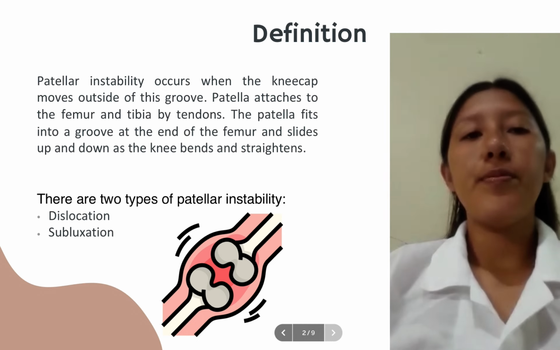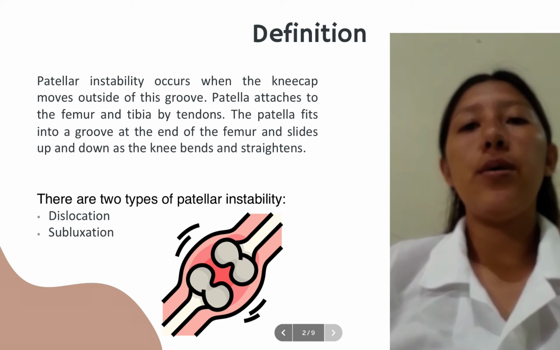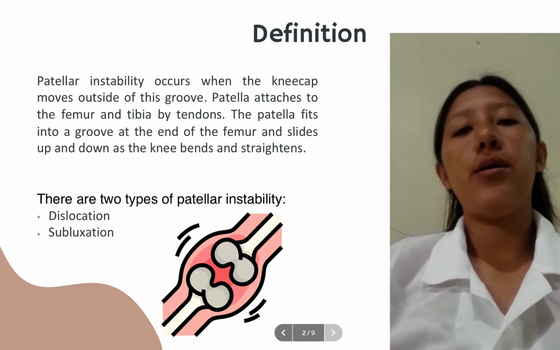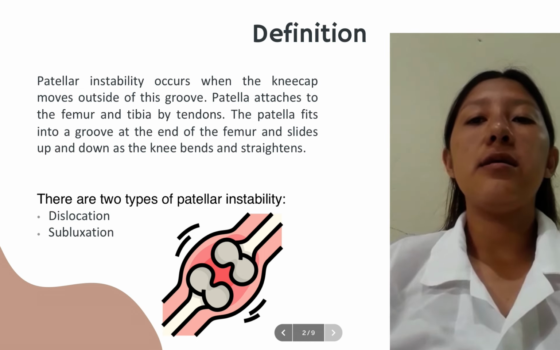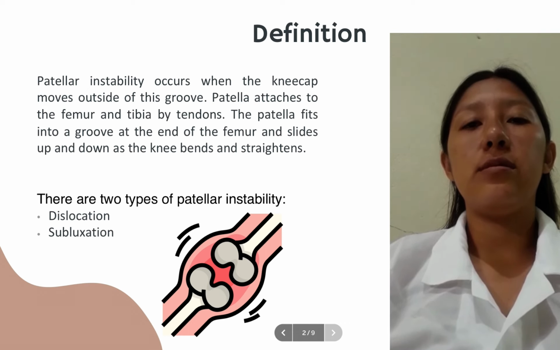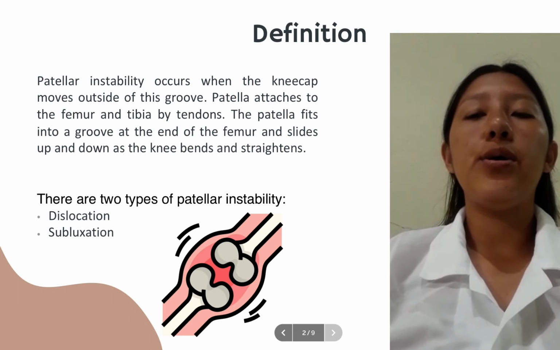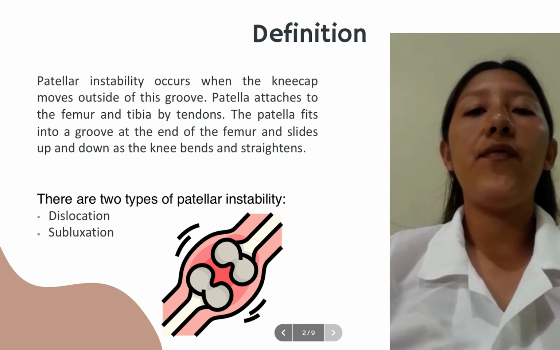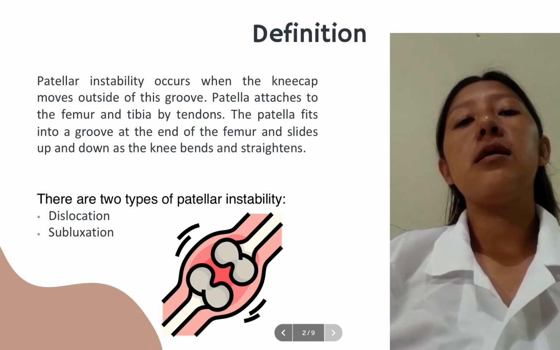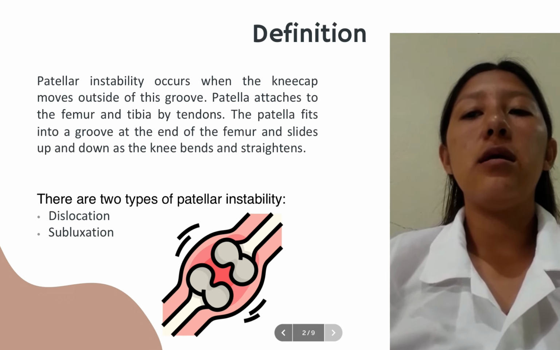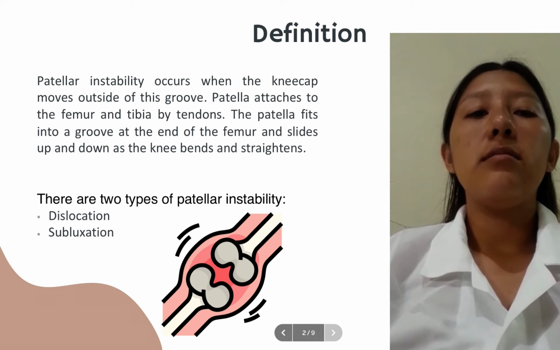Definition: patellar instability occurs when the kneecap moves outside of its groove. The patella attaches to the femur and tibia by tendons. The patella fits into a groove at the end of the femur and slides up and down as the knee bends and straightens.